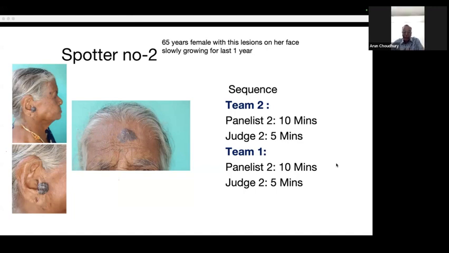What, in this case, will be your planning for doing the excision and also the reconstruction?